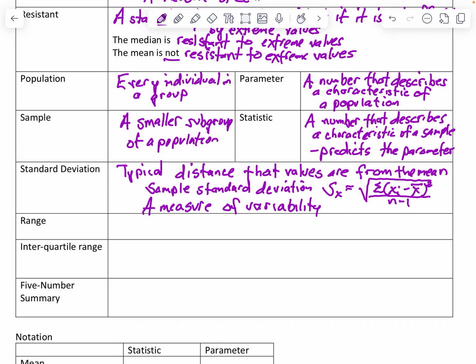Now, range is another way to measure variability. It's the distance between the min and the max. All you do is take the max and subtract the min. Max minus min. This is also a measure of variability.